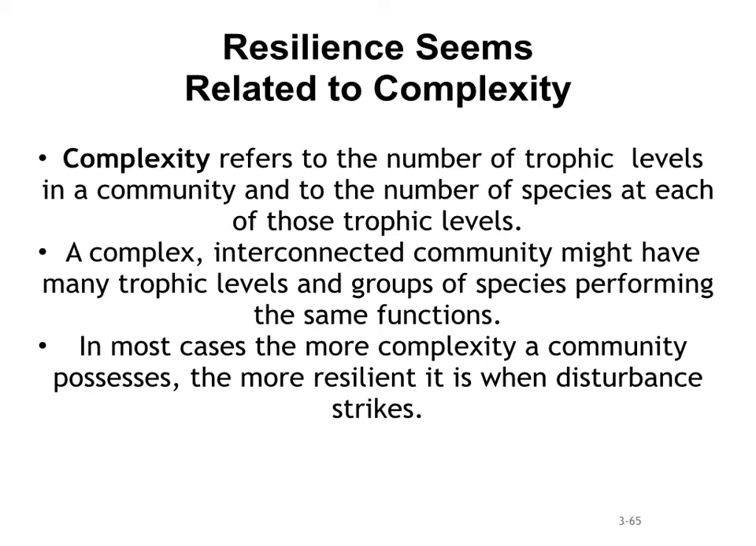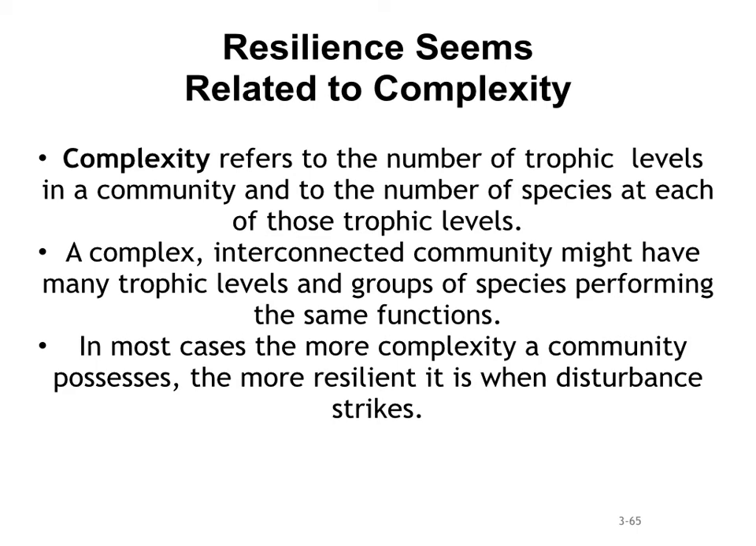Ecologist Robert MacArthur proposed that the more complexity a community possesses, the more resilient it is when disturbances strike. He reasoned that if many different species occupy each trophic level, some can fill in if others are stressed or eliminated by external factors. The whole community has resilience and either resists or recovers quickly from disturbance.